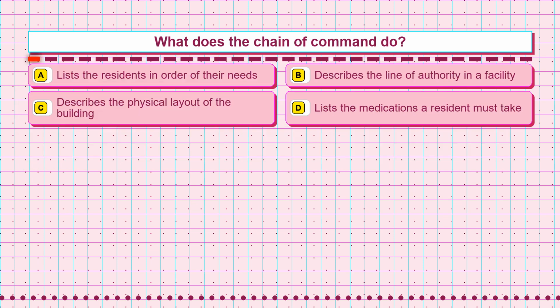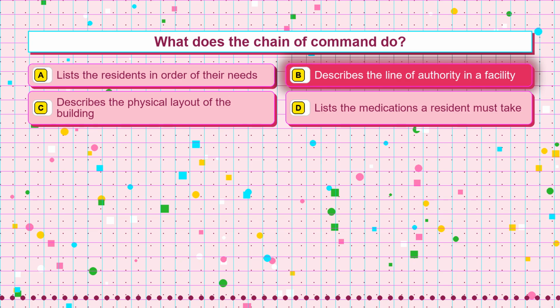Question 89. What does the chain of command do? Option A. Lists the residents in order of their needs. Option B. Describes the line of authority in a facility. Option C. Describes the physical layout of the building. Option D. Lists the medications a resident must take.